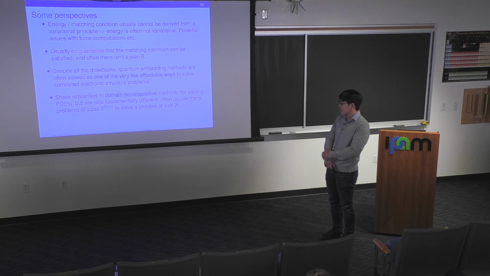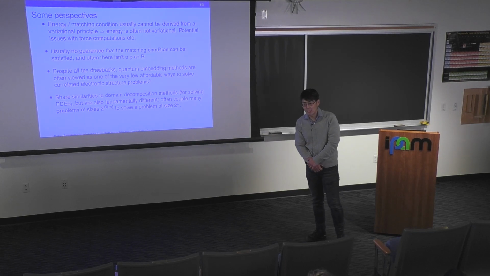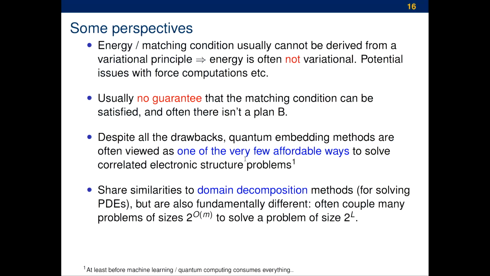There are some shared similarities with domain decomposition methods for solving PDEs in applied math. But I want to say that they're fundamentally different, because in solving the heat equation, you always solve a thing in R3, let's say. This is like coupling Hilbert spaces of totally different dimensions. It's very, very different. It has some superficial similarities, but the similarity stops there.